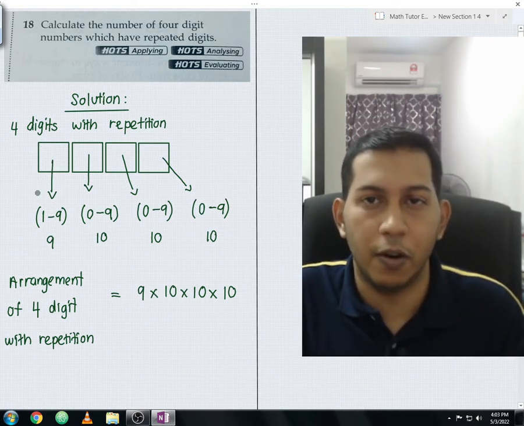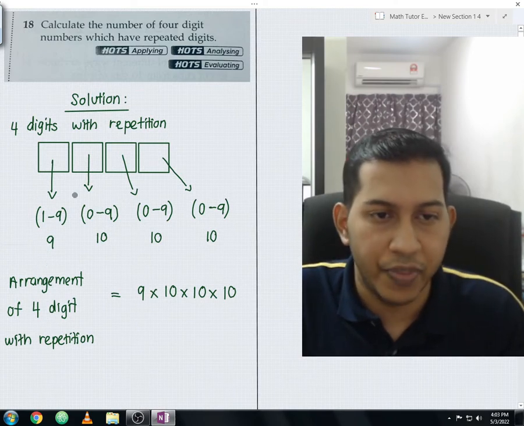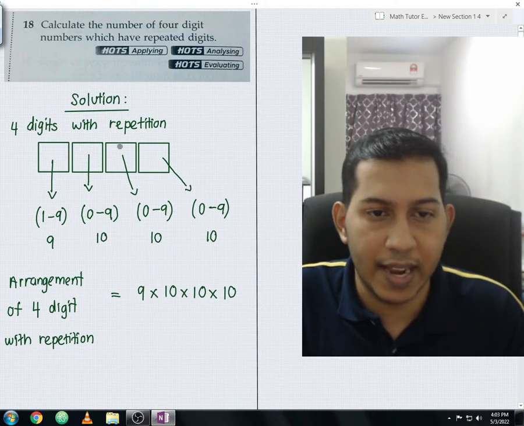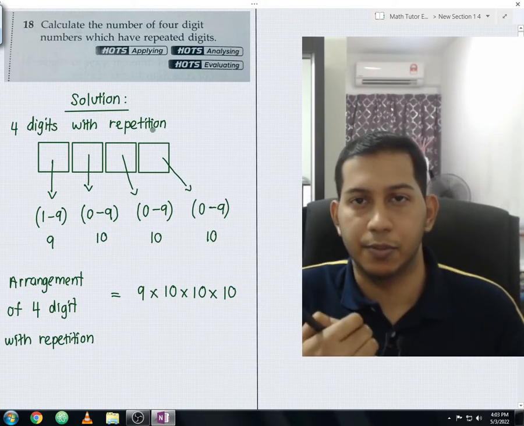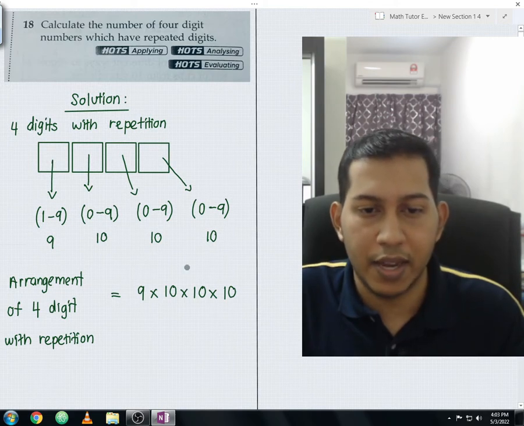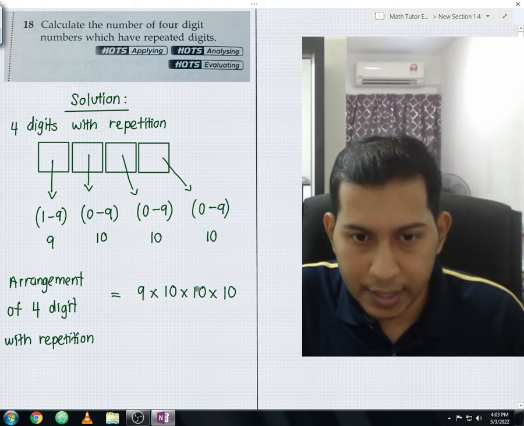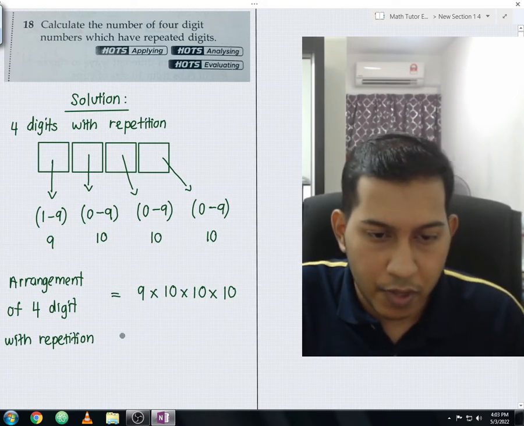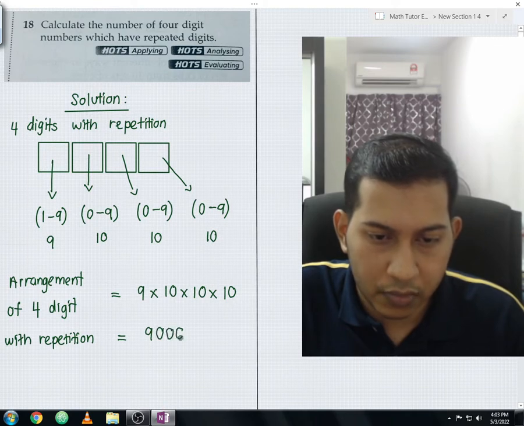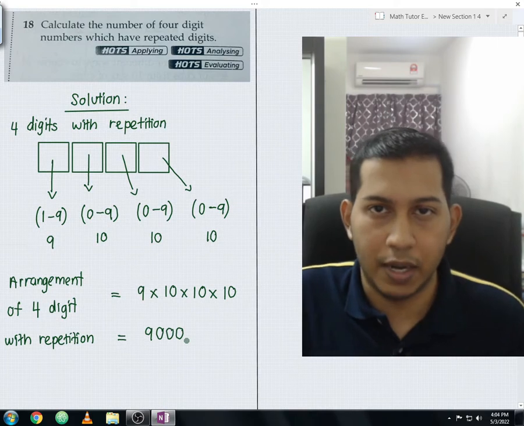If you place the 0 here, automatically it will become a 3-digit number. So that is the reason you have 9 here. Other than the first box, the second, third and fourth, you can start with 0, okay, and up to 9, and that is the reason why you have 10 in the remaining 3 boxes here. So from here, 9 times 10, times 10, times 10. So from here you get a total of 9,000 arrangements. Okay, so this is your step number 1, guys.